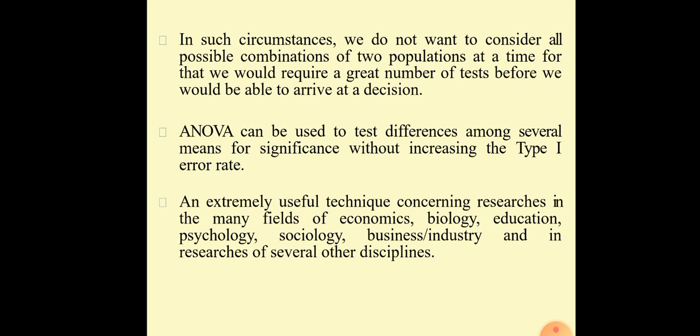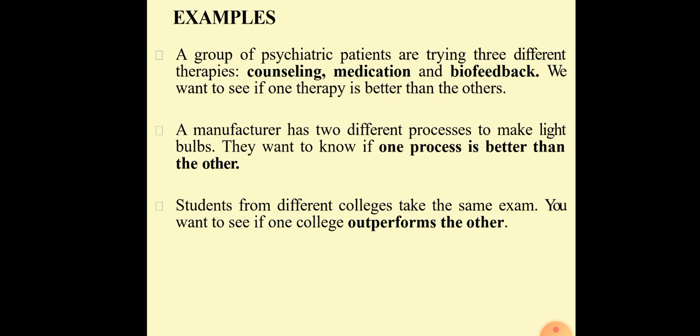In such circumstances, we do not want to consider all possible combinations of two populations at a time. For that, we would require a great number of tests before we would be able to arrive at a decision. ANOVA can be used to test differences among several means for significance without increasing the type 1 error rate. It is an extremely useful technique in researches in many fields of economics, biology, education, psychology, sociology, business, industry, and in researches of several other disciplines.